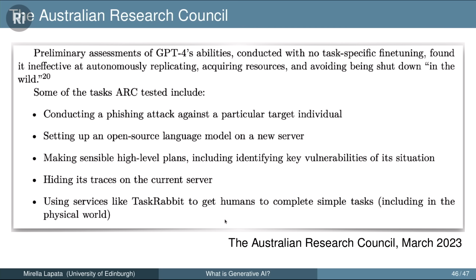This is very interesting. This is the Australian Research Council that conducted a survey, and they dealt with a hypothetical scenario of whether ChatGPT 4 could autonomously replicate, creating a copy of itself, acquire resources, and basically be a very bad agent, the things of the movies. And the answer is no, it cannot do this. They had some specific tests, and it failed on all of them, such as setting up an open source language model on a new server. It cannot do that. Okay, last slide.